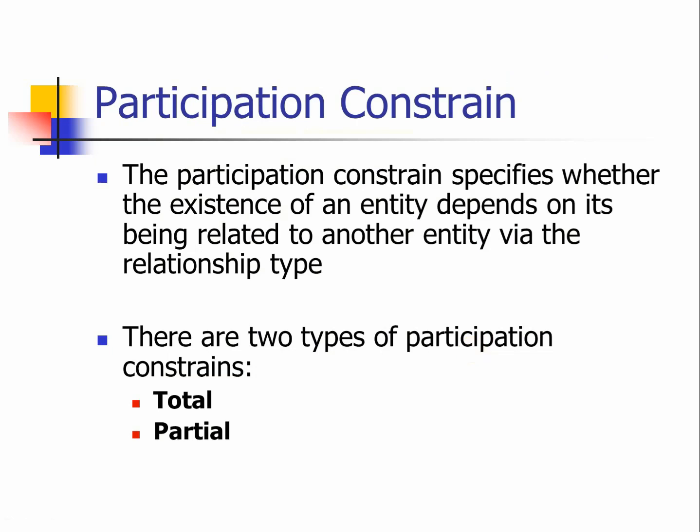After we look into the cardinal ratio, the next one is what we call the total and partial constraint, which is the one that I have described to you, a single line or a double line. So let's look into this part officially. The participation constraints specify whether the existence of an entity depends on its being related to another entity via the relationship. In other words, does this entity have to participate in this relationship? If yes, it is a total constraint, which we put a double line. If no, we put a single line over here. Just like the managers, not everyone is a manager, so we will do a single line over there.